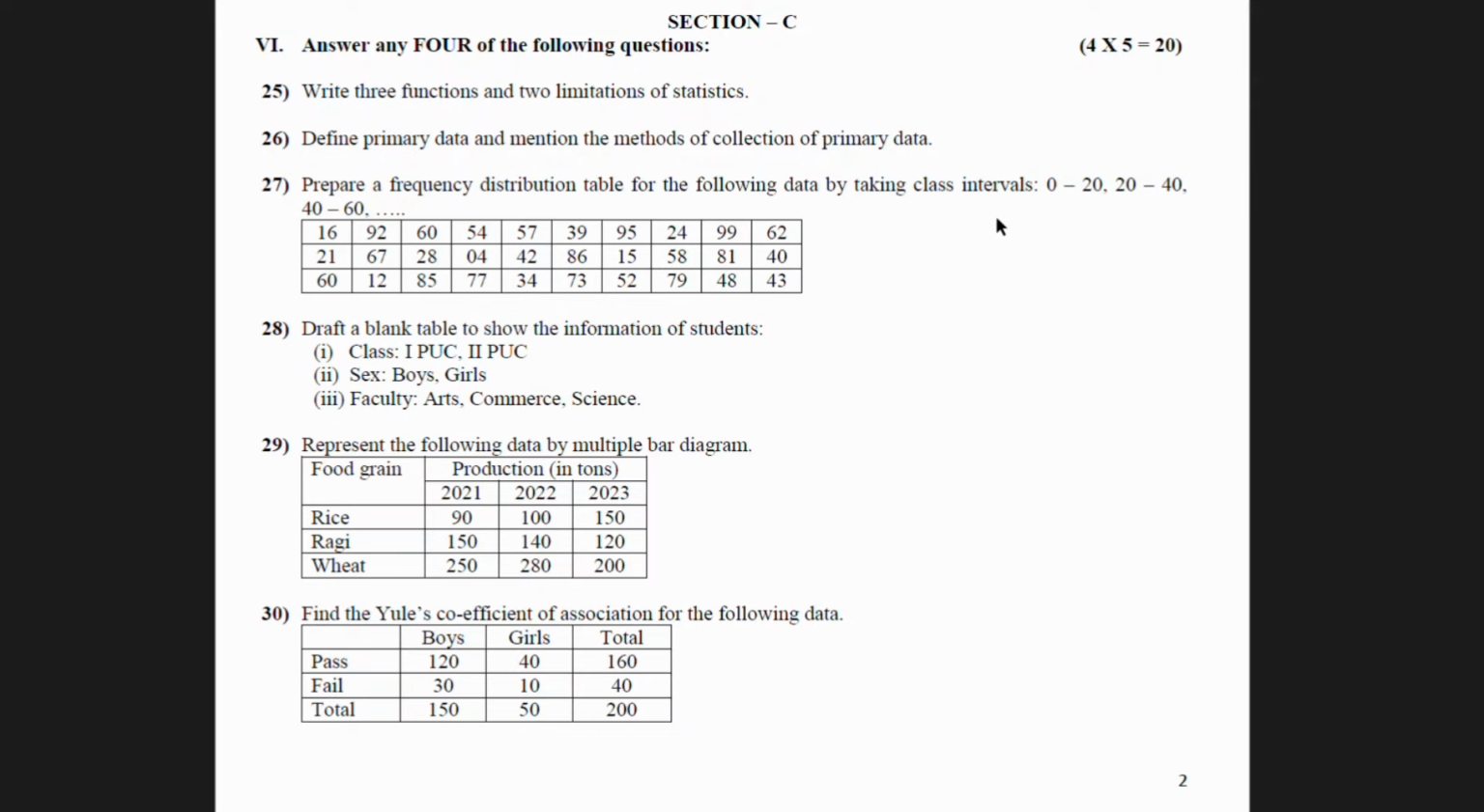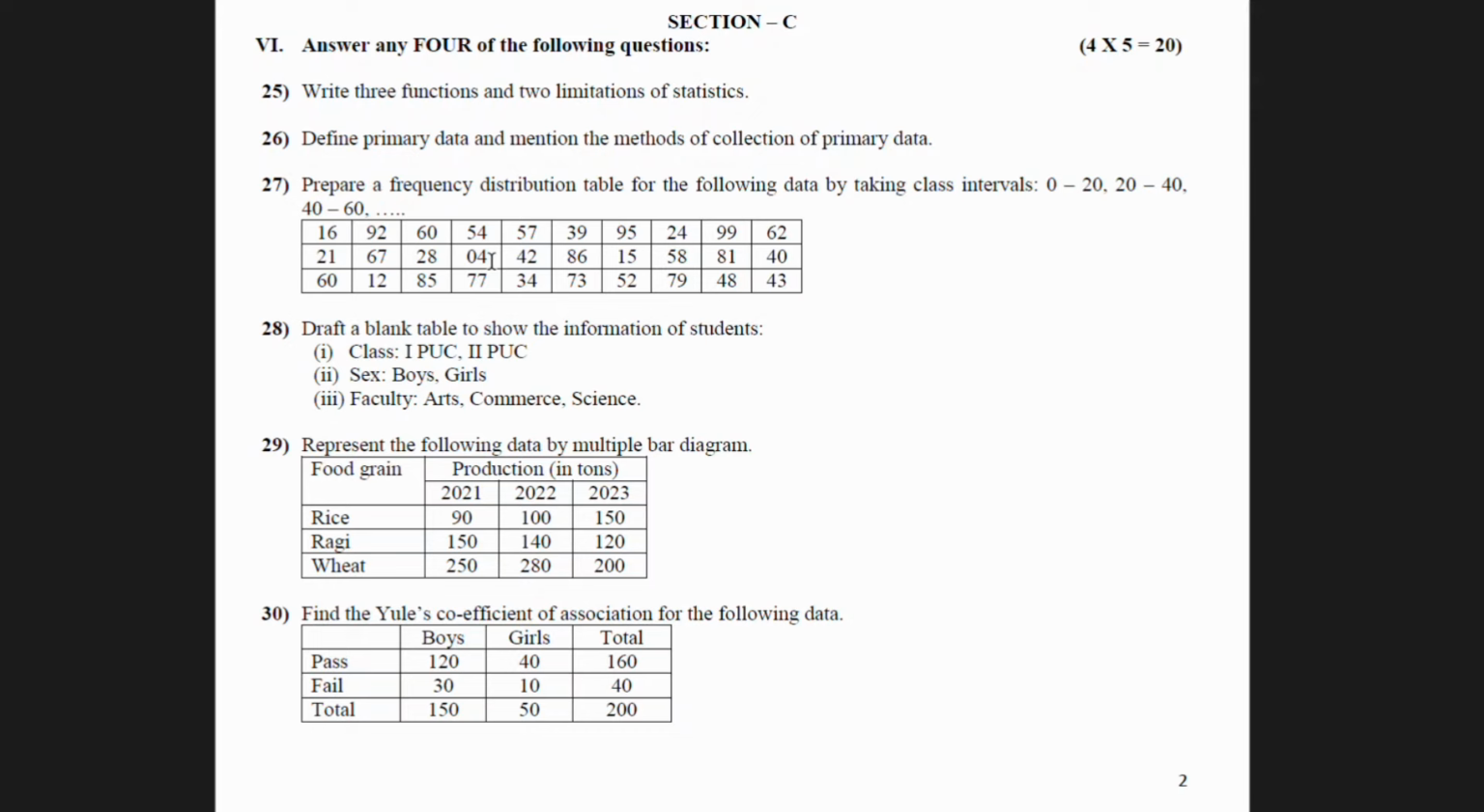Sometimes in the question they may not give the intervals, they will just tell you to construct a frequency distribution. So remember, first always take the range. Suppose here intervals were not specified. What you should do is identify the lowest value. The lowest value is 4, the highest value is 99. So 99 minus 4 is 95. This is your range.